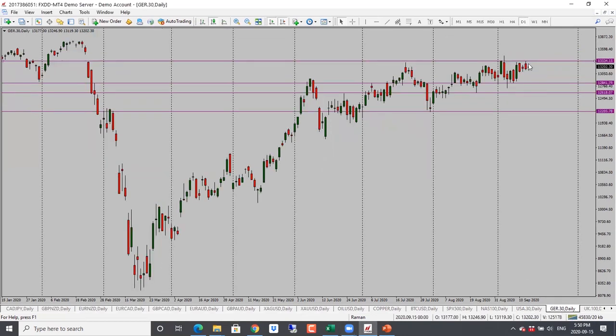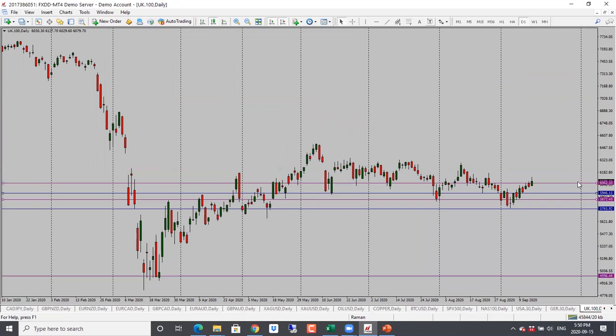DAX here, DAX hasn't really done much. It's in a spinning top. So we have an indecision candle here. At this point, it's right in the middle of this range. This one has been trading in a range, as we can see as well. It has failed to go through the resistance. And at this point, I'm just looking for a range bound move back towards the support level at 12,840.